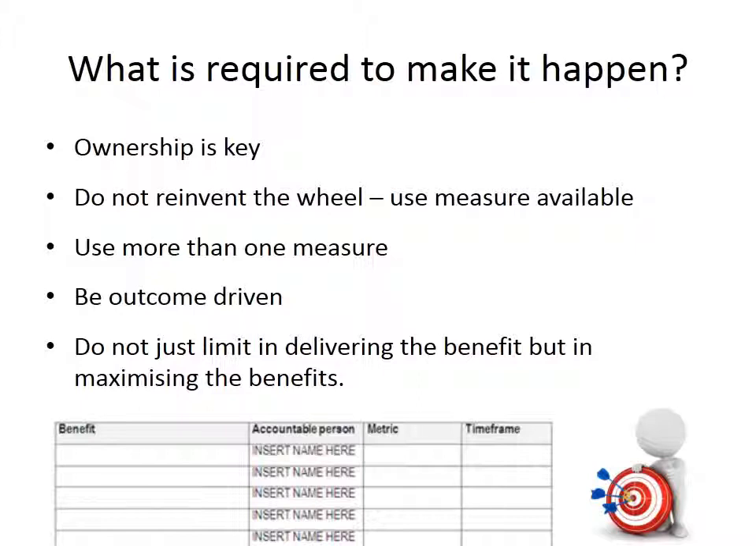So clear upfront ownership is really key to developing an effective business case with benefit metrics. Second point, do not reinvent the wheel. Use measures available. Again, we're not trying to add more ways of measuring things in the organization. We're just looking at what is the real value we want to get from a project and how can we measure this value, how can we track we've actually realized this value.